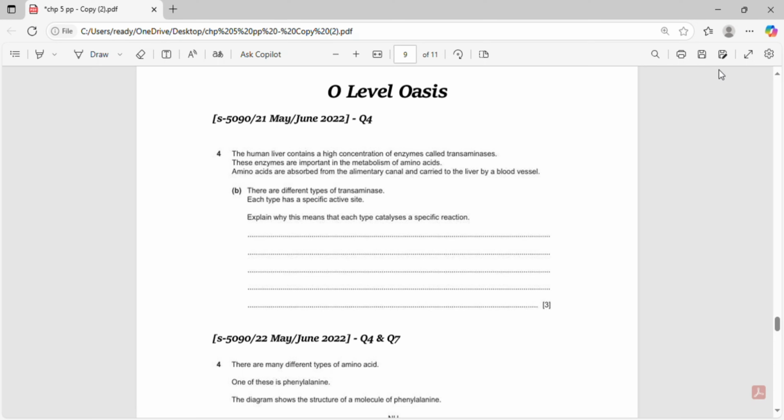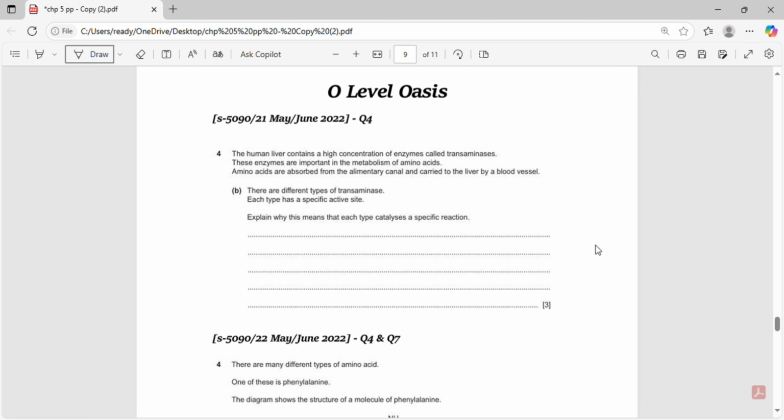Alright, so next up, we've got this question which says, the human liver contains a high concentration of enzymes called transaminases. These enzymes are important in the metabolism of amino acids. Amino acids are absorbed from the alimentary canal and carried to the liver by a blood vessel. Now the part B states that there are different types of transaminase.